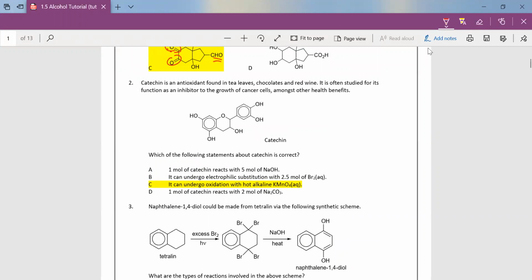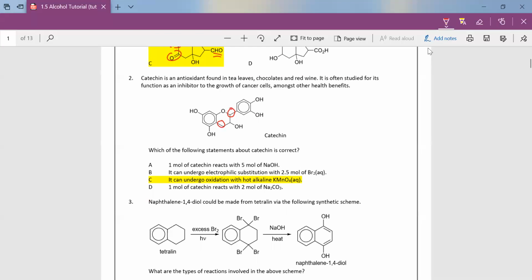Question 2: which of the statements is correct? You can undergo oxidation with hot alkaline KMnO4. The oxidation is actually here, on the side chain. Same thing here, the side chain of the arenes.